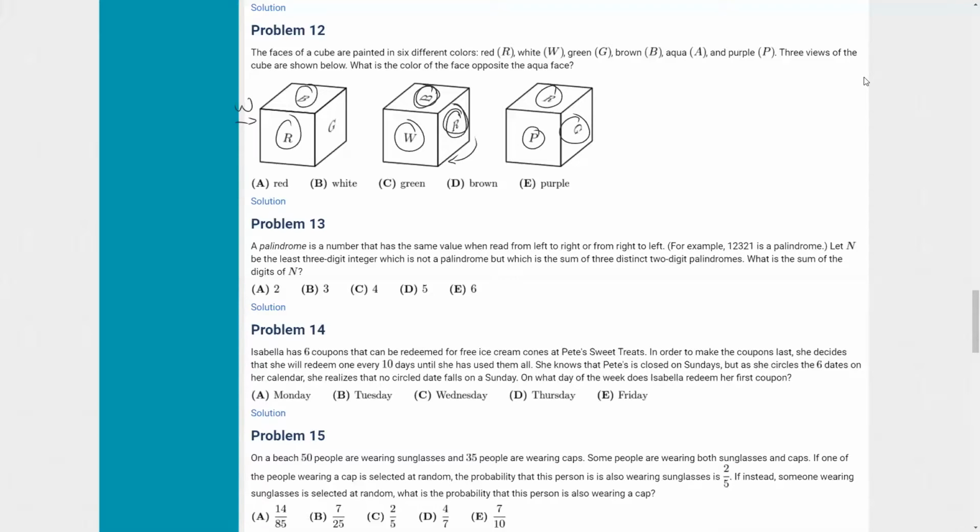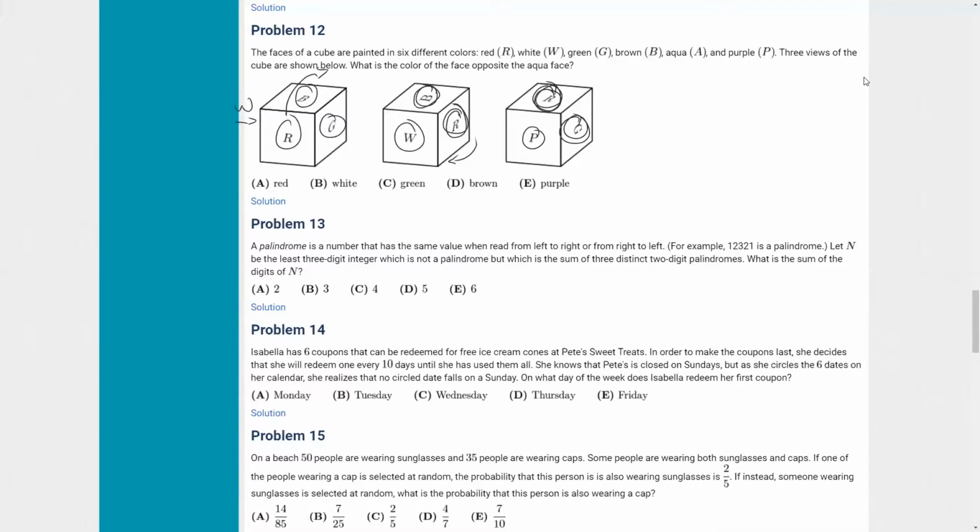Now this is the thing. We've already established where brown, green, white, and red are. So in this case, it only shows us where red is, which means that the two remaining faces that we haven't established are shown in figure number 3. So green is matching here and the red is matching here.